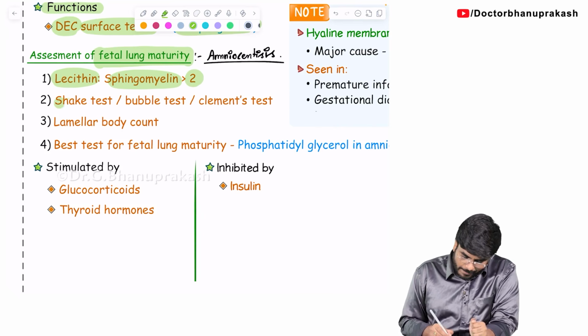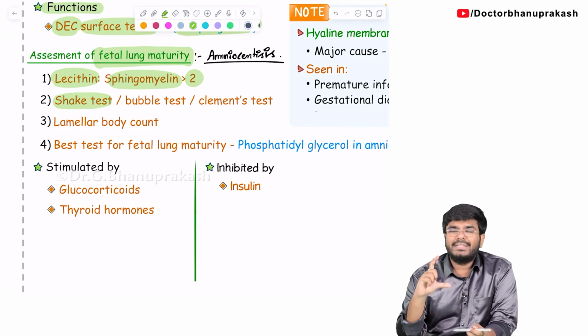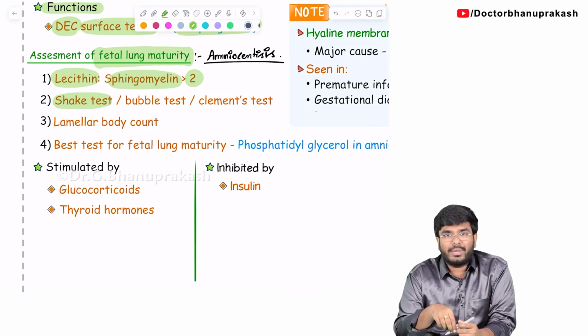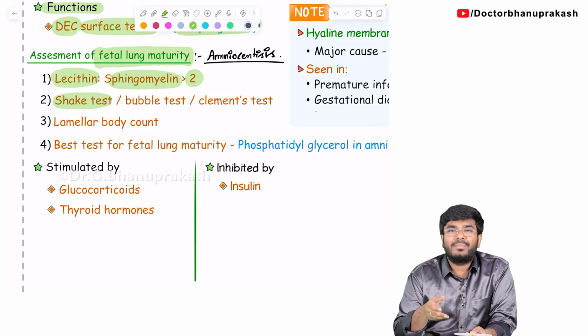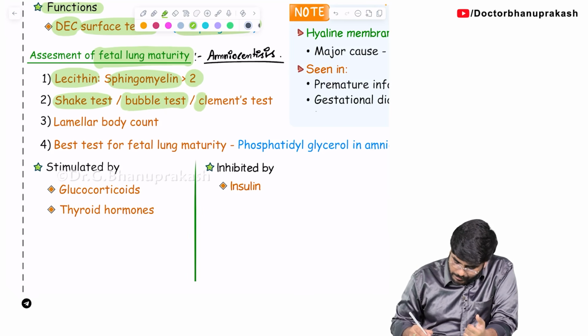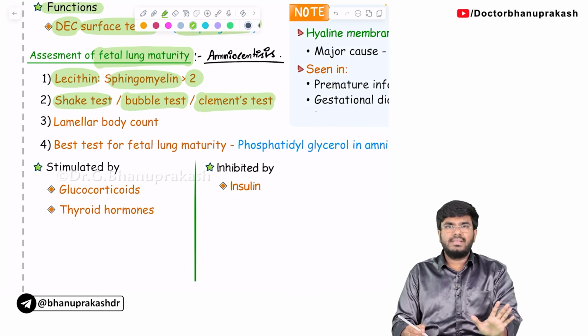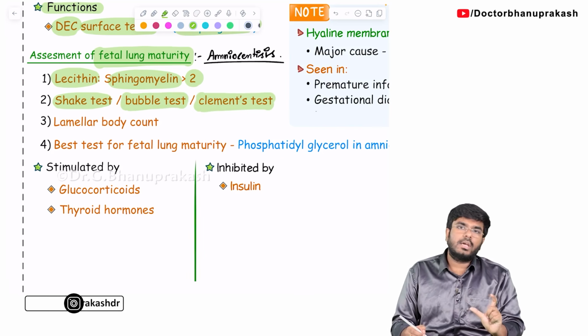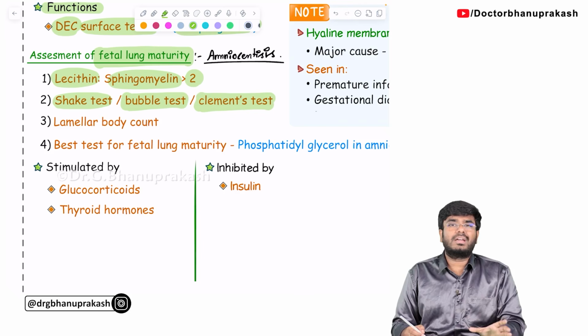Next, are there any other tests? Yes, there is a test called the shake test. You collect the amniotic fluid and shake it. If bubbles are forming, it means fetal lungs are matured. Why are bubbles forming? Because now this amniotic fluid contains surfactant. Surfactant is oil, and oil is nothing but soap. When you shake water mixed with oil, it forms bubbles. So the shake test or bubble test is also called the Clements test. This is a bedside test, guys. This bubble test can also tell you the fetal lung maturity, but it is not confirmatory.